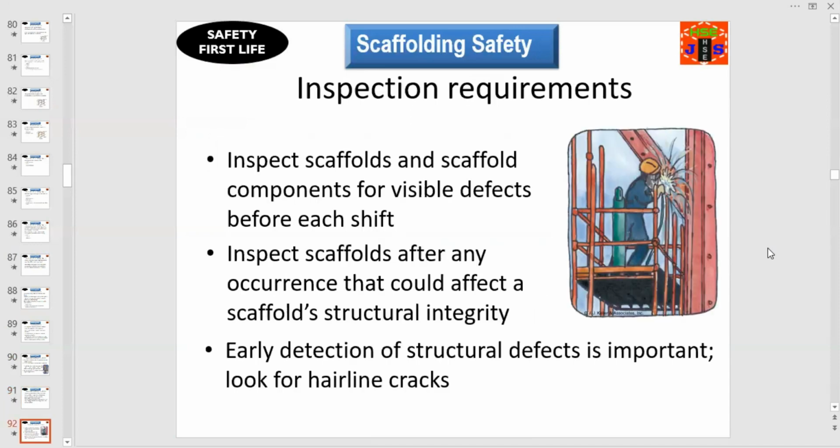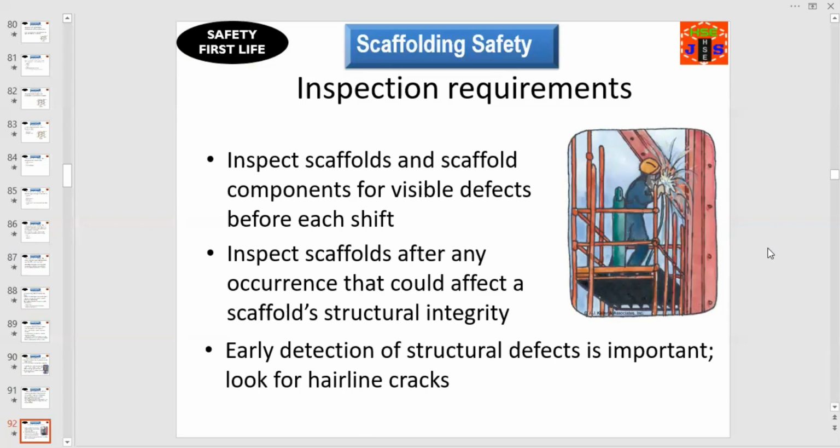As I told you, scaffolding is a critical activity. It's a high-risk task. It needs inspection from time to time. Let us discuss what the inspection requirements are for a scaffolding structure. Inspect scaffolds and scaffold components for visible defects before each shift. Inspect scaffolds after any occurrence that could affect a scaffold's structural integrity. Early detection of structural defects is important.